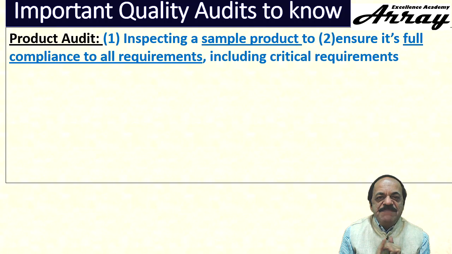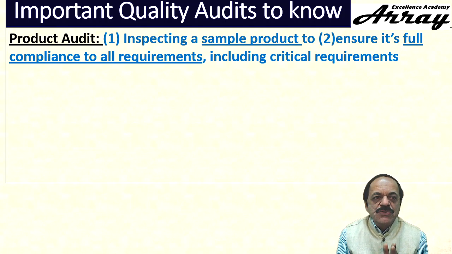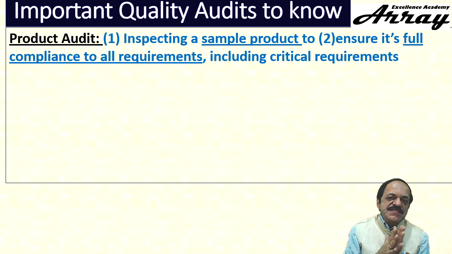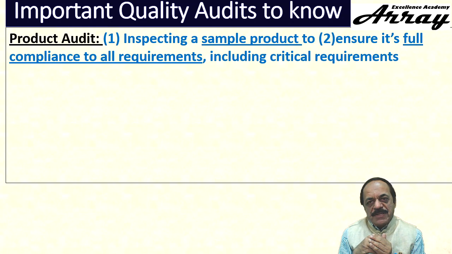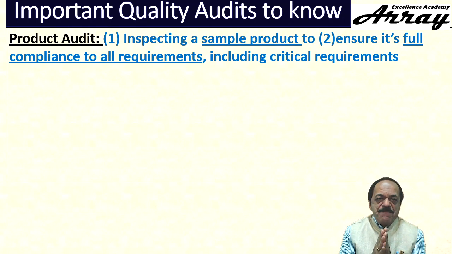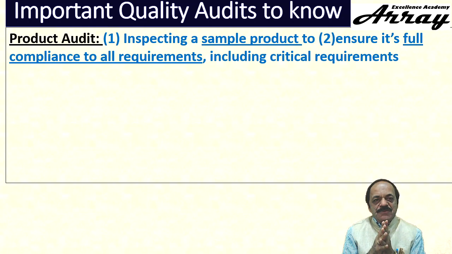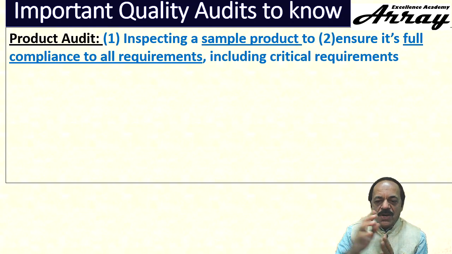So point number 1, inspecting a sample product to ensure its full compliance to all the requirements. This becomes a product audit. Even the personnel from the same organization also can do this internal product audit. So including critical requirements, this is very, very important. Compliance of the product to all requirements of manufacturing, like dust-free environment, requirements of process control like 120 degrees centigrade to be maintained, and so on.